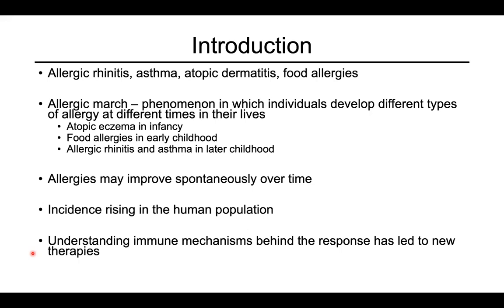Most of the time, because this manifests in early childhood and progresses to later childhood, these allergies may improve spontaneously over time or just end. What happens is that tolerance develops. If you remember the whole concept of tolerance, the immune system just tolerates these antigens, which in this context are allergens. So they're able to recognize it, but not mount an immune response. This is what happens a lot of the time in those that we see have resolution.